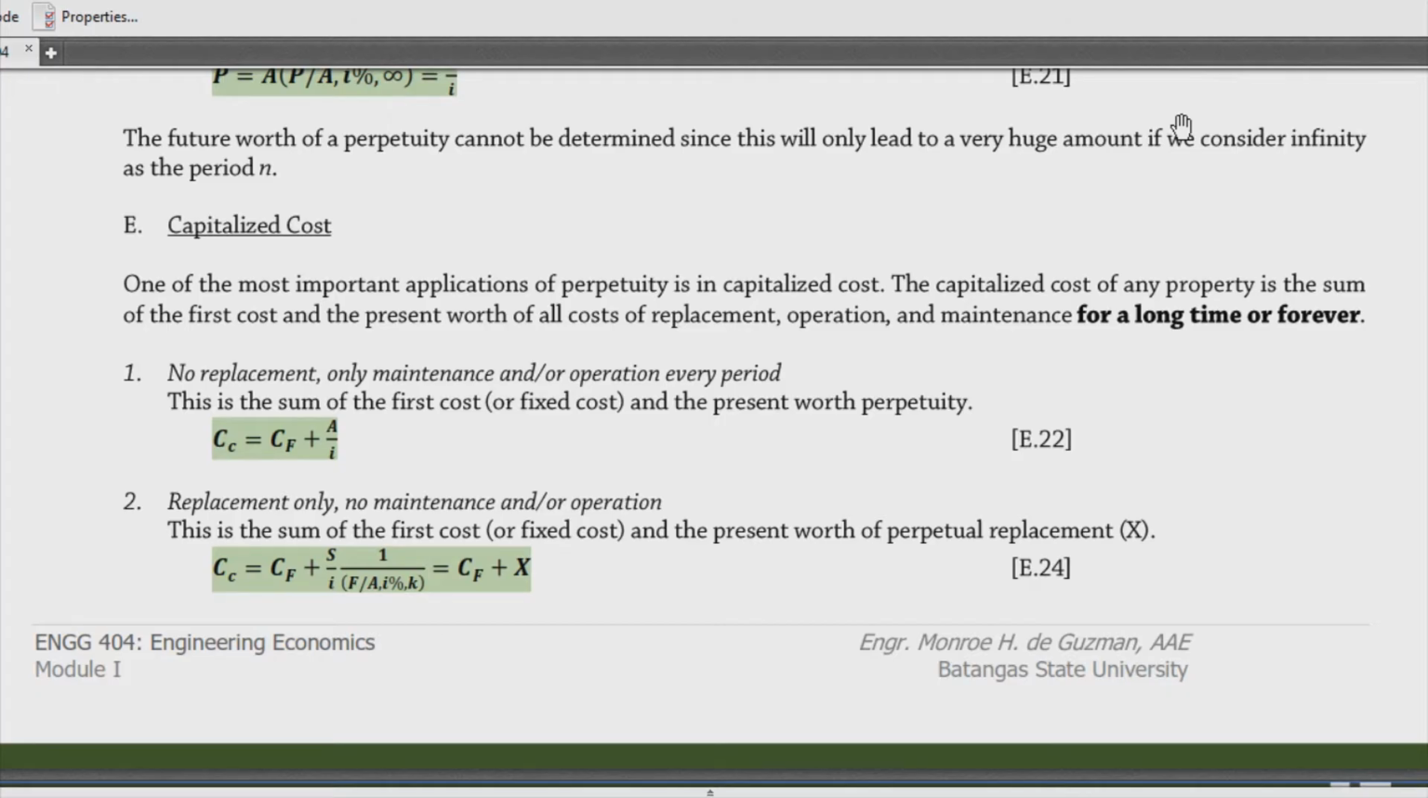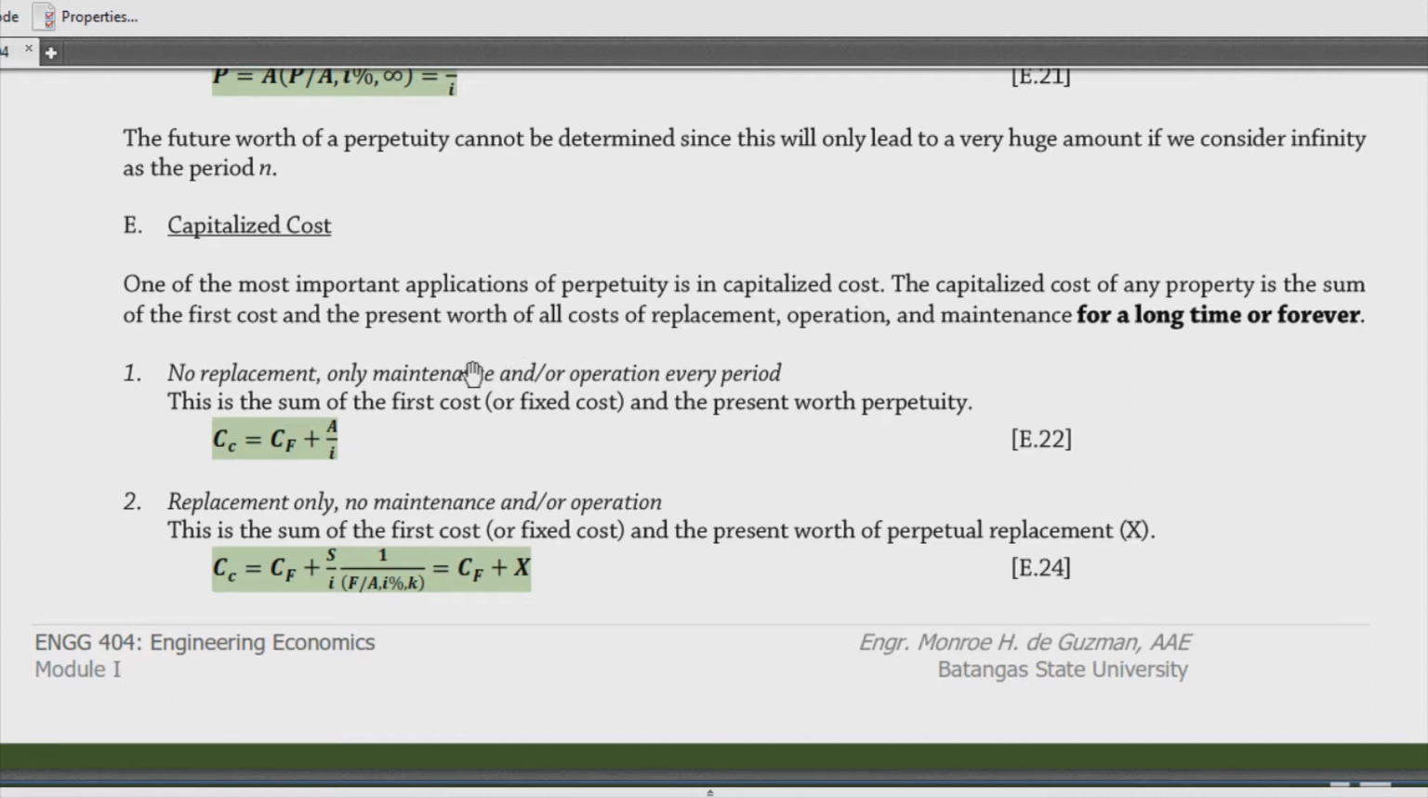Now I think it's time to continue the extended application of these annuities and perpetuities. So we start by defining our capitalized cost. Now this capitalized cost is the proper sum of the first cost and the present worth of all costs of replacement, operation, and maintenance, and this maintenance could take a long time or it could last forever. So there are at least three cases of this capitalized cost, and we'll be dealing with just the three cases.